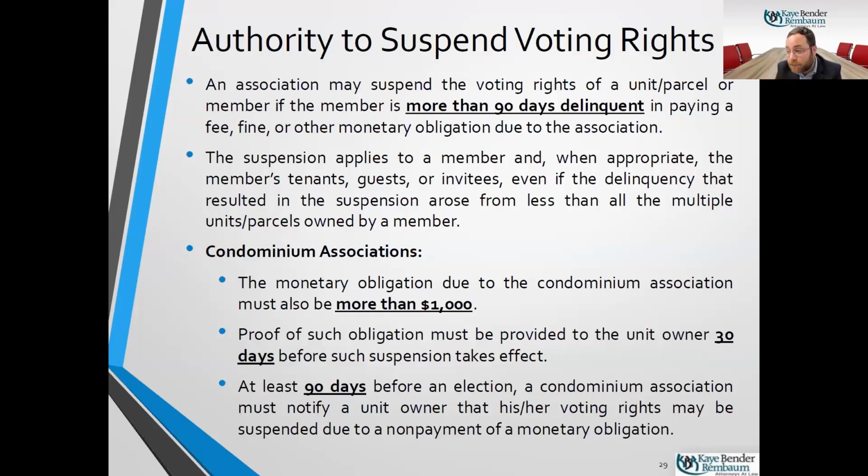And if it's at least 90 days before the election and the board's going to go through a list of people to suspend their voting rights, you have to give that owner notice that, hey, because of your delinquency, the board will suspend your voting rights. So it is a bit more strict on the deadlines to do these things. If you're considering doing this, I would suggest speaking with your counsel to make sure you're following the right deadline.